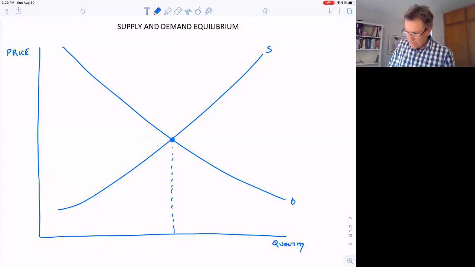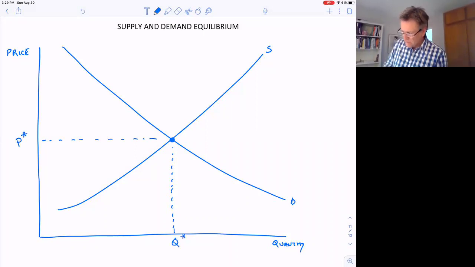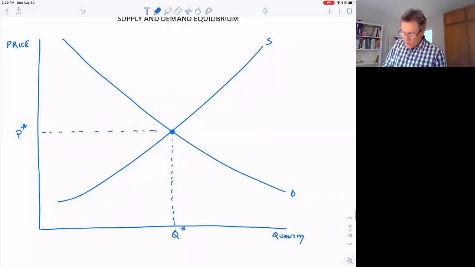And I'll write that as P star and Q star, quantity star. We can solve for that. If we know the equations of demand and supply, we can solve for the equilibrium, the point where they meet, or we can just plot it on a graph and look where the two curves cross, and that's the equilibrium point. This point here is where quantity supplied is equal to quantity demanded. It's not where demand equals supply.